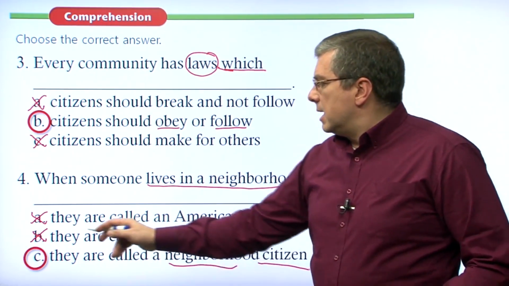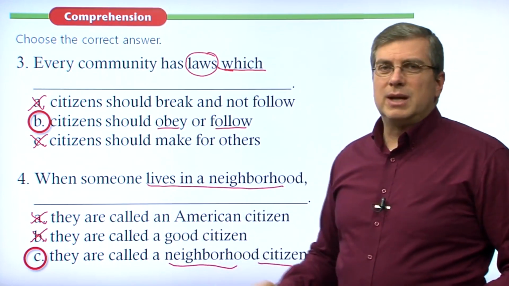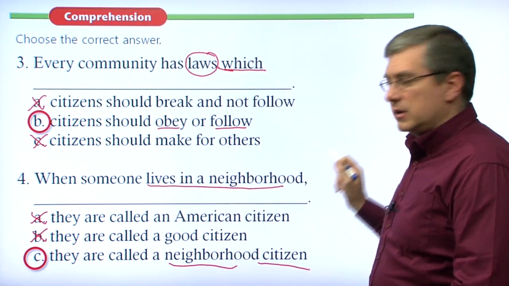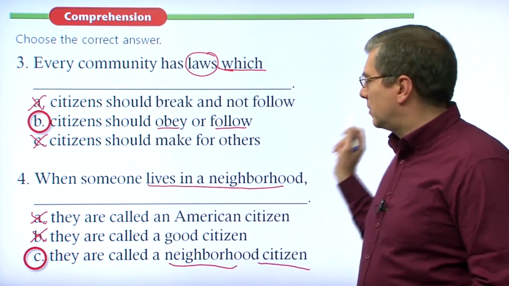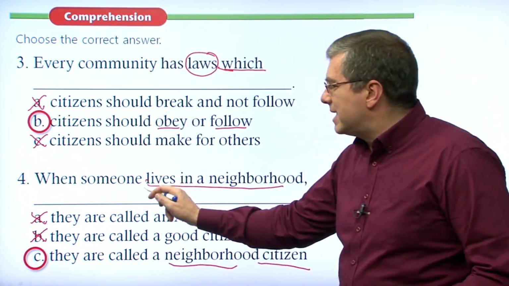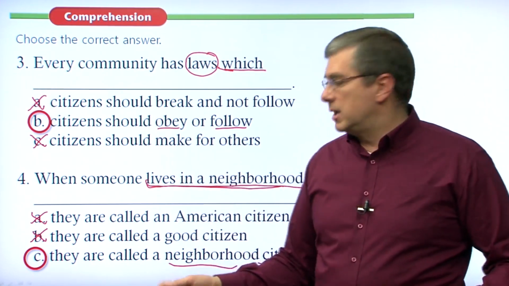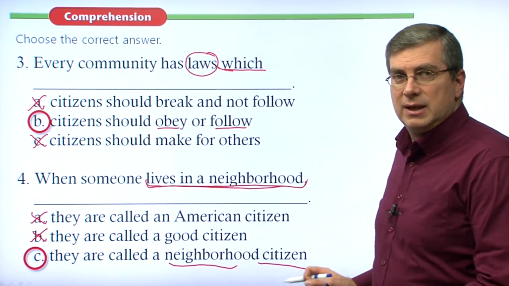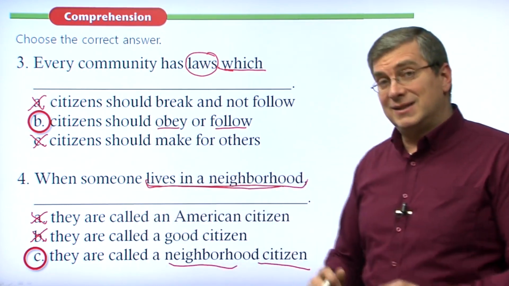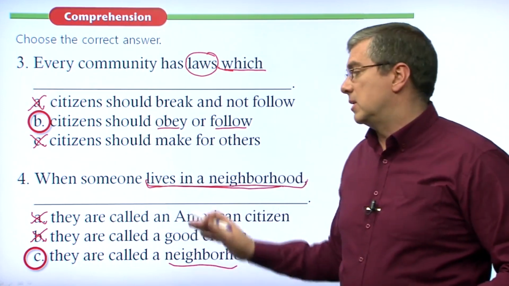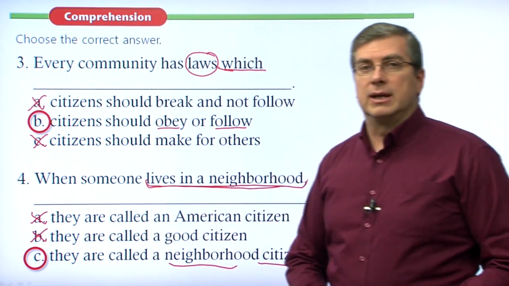Coming back to B, they are called a good citizen is not true because someone who lives in a neighborhood and follows the laws, then it would be good citizen. But we don't see that. We just see only this. Only live in a neighborhood. If they just live in the neighborhood, they are called a neighborhood citizen. If they're a good citizen or a bad citizen, that depends on what they do. That's extra information that we don't have. So C is the right answer here.